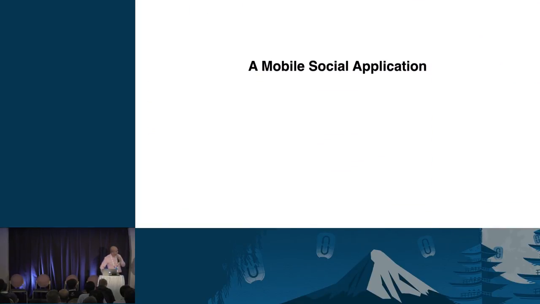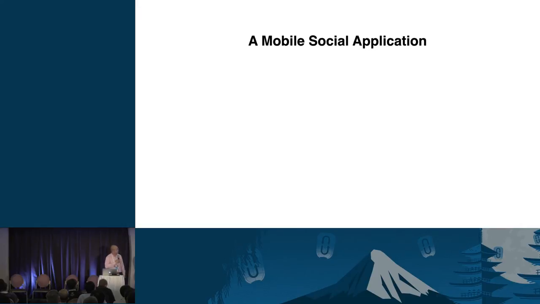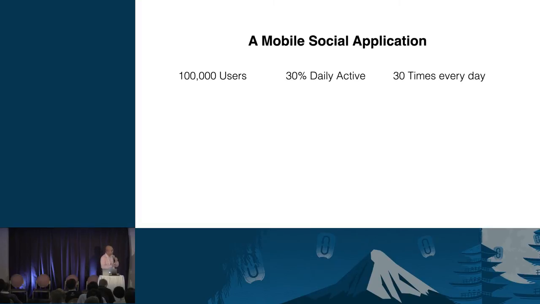So let's assume there is a mobile social application with 100,000 users, and every day 30% of the users are active. One active user uses this app 30 times every day, on average.